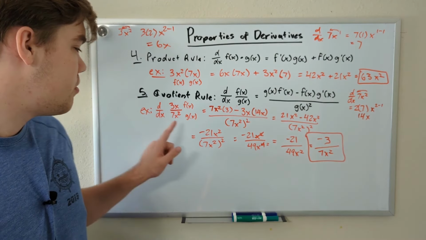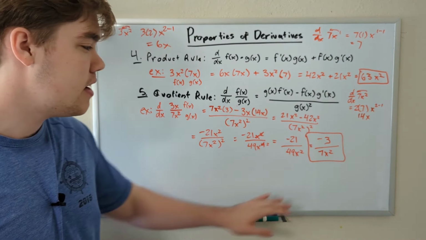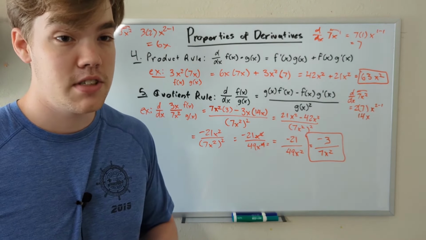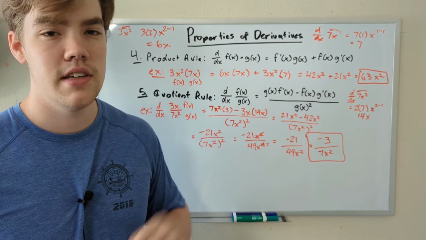Now, I will admit, the quotient rule is not the easiest way to find this derivative, but it is a good example to use just as something basic to understand the quotient rule. If you'd like more detail on the quotient rule, my quotient rule lesson is linked in the top right.